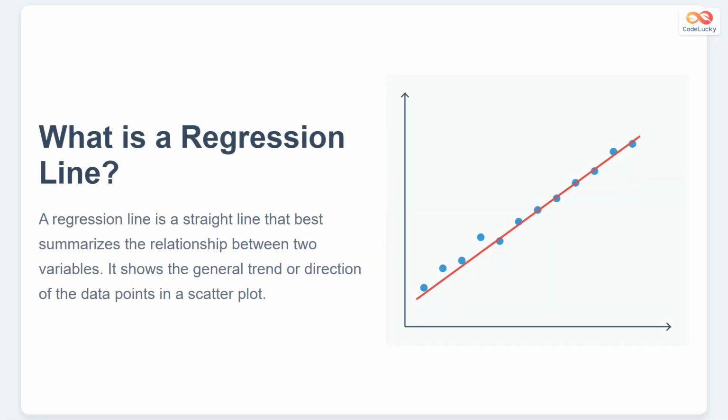First, what exactly is a regression line? Imagine you have a scatter plot with many data points. A regression line is simply a single straight line that best represents the overall trend in that data. It helps us see the general direction of the relationship, whether it's going up, down, or staying flat.